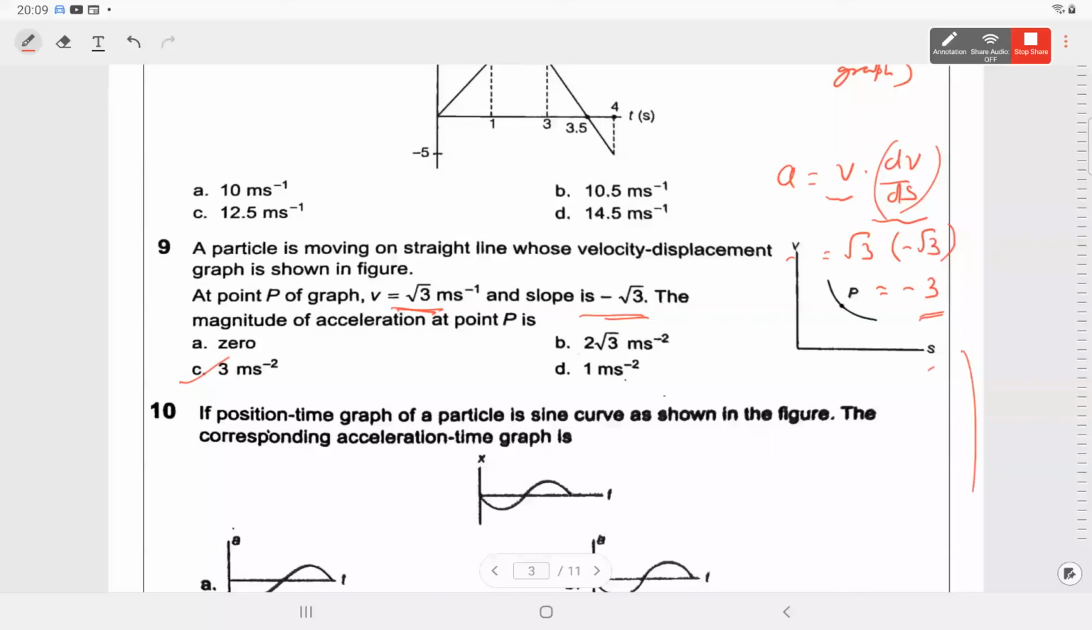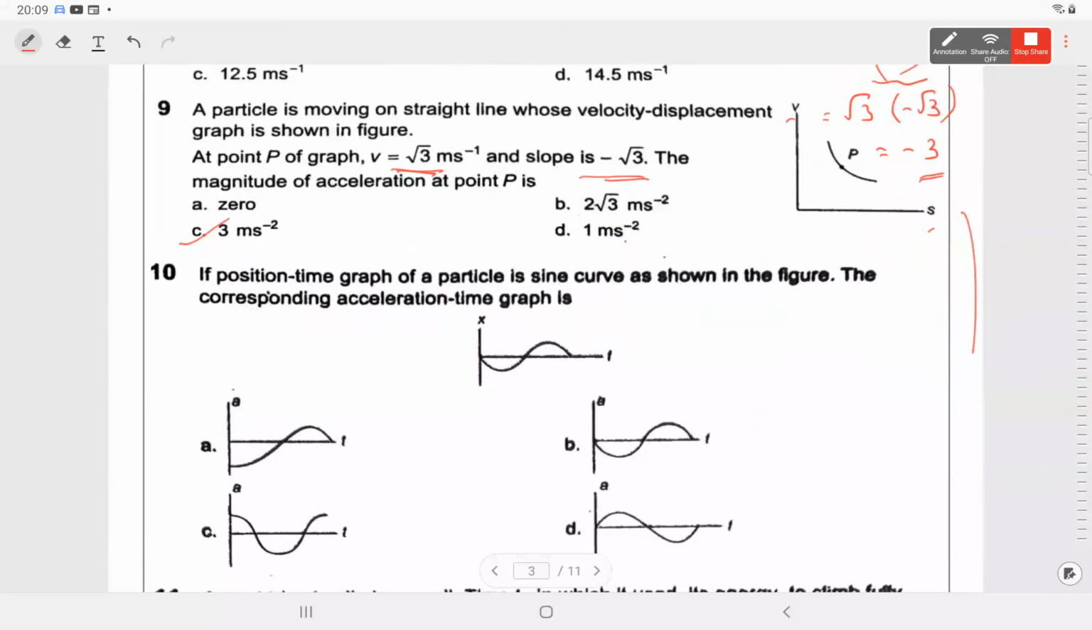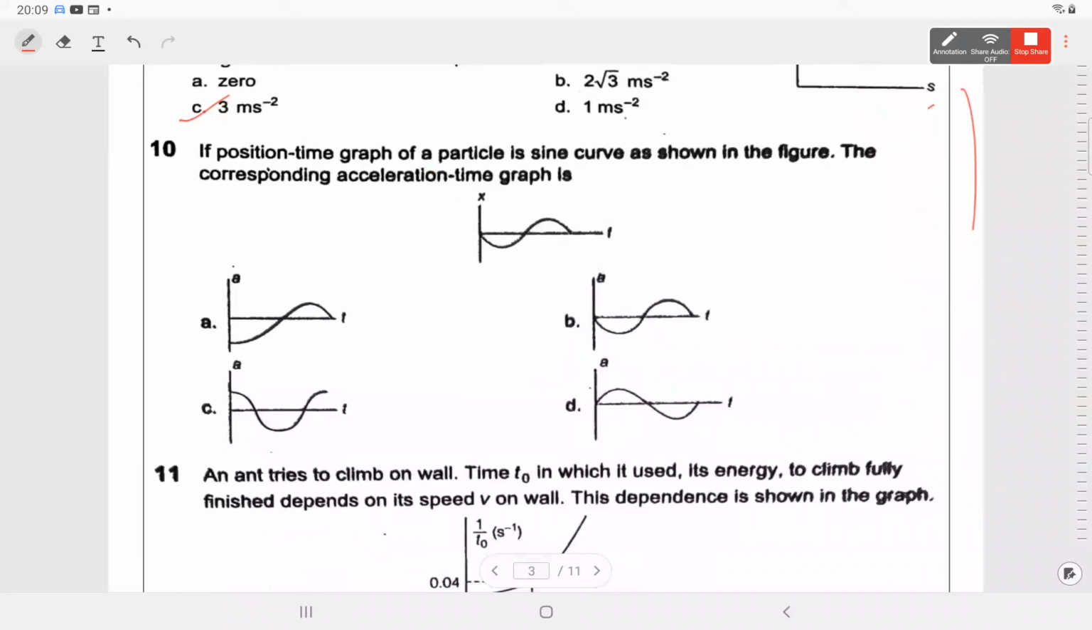Yeah. Question number 10. If the position versus time graph is as shown, what will be the corresponding acceleration time graph? अब ये ग्राफ से बनाओगे तो थोड़ा सा मुश्किल है. It's better that we use first maths and then draw it. How? ये ग्राफ है साइन का. Is this a graph of sine? No, this is a graph of minus sine. So x is equal to minus of sine.